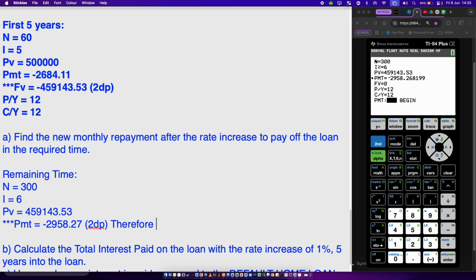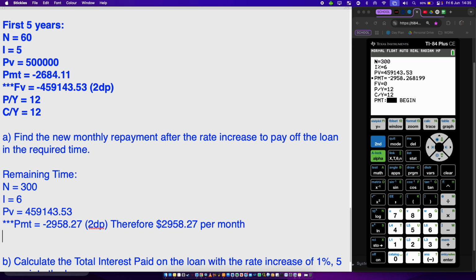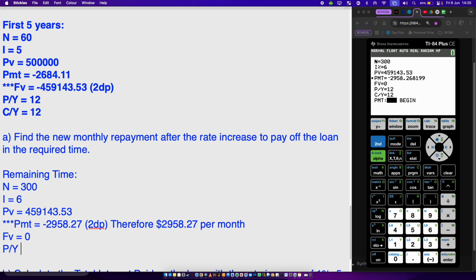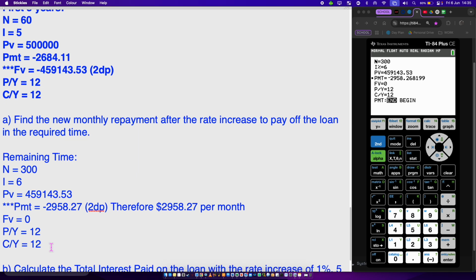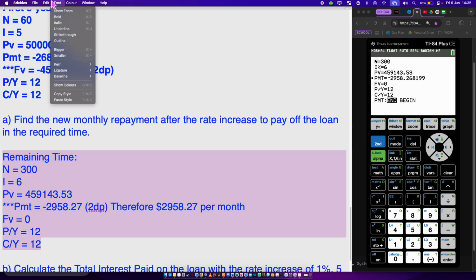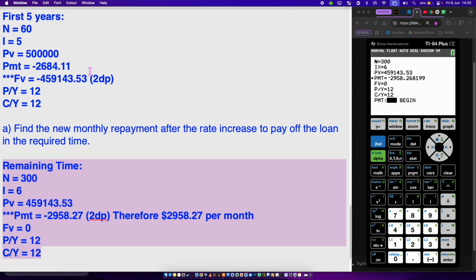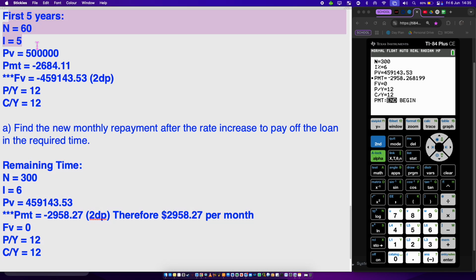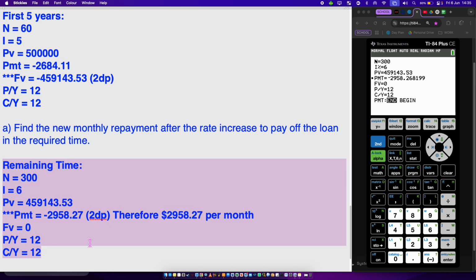Therefore, $2,958.27 per month. I want to owe the bank nothing at the end of this. PY equals 12, CY equals 12. What I'll do is I'll stop there to give you time to get the first section of the loan, the first 5 years, and then the remaining time at the higher rate. Get down what you need for part A.